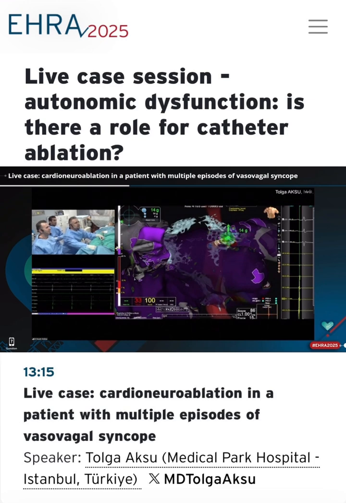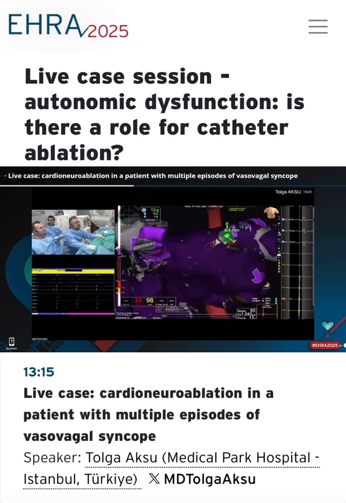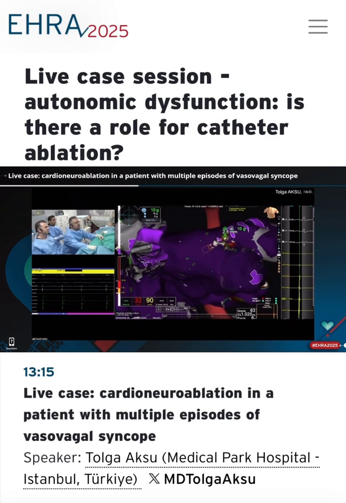Can you remove the CT-GP? Just show me the 3D map, please. Okay. Look at that. We are in the peak frequency and fractionation mapping area for left superior GP. This is the second RF application. Again, there is no vagal response, so I will go to the other side for GPs. Okay. I am on the right side.